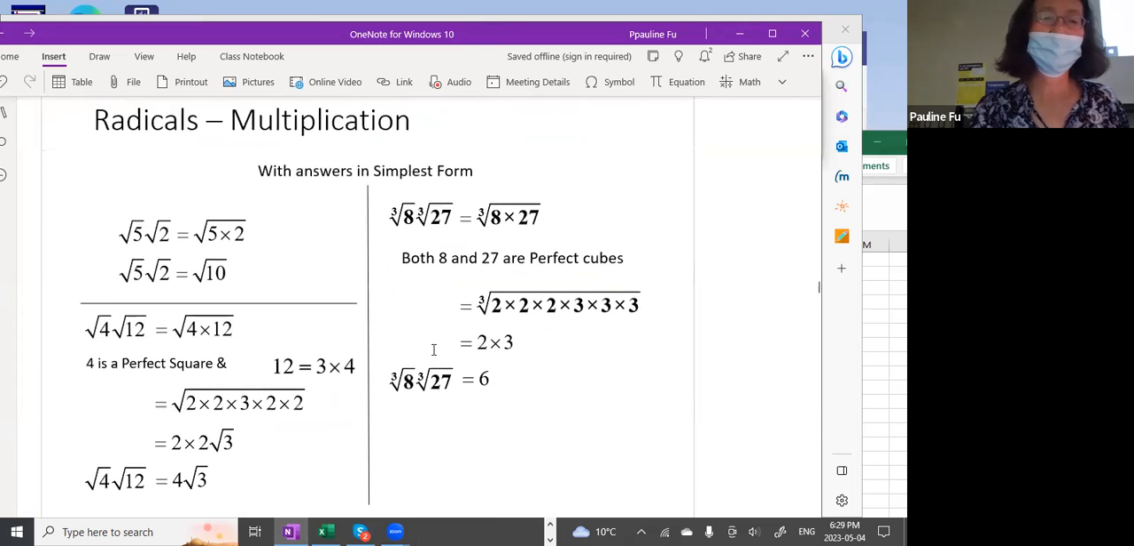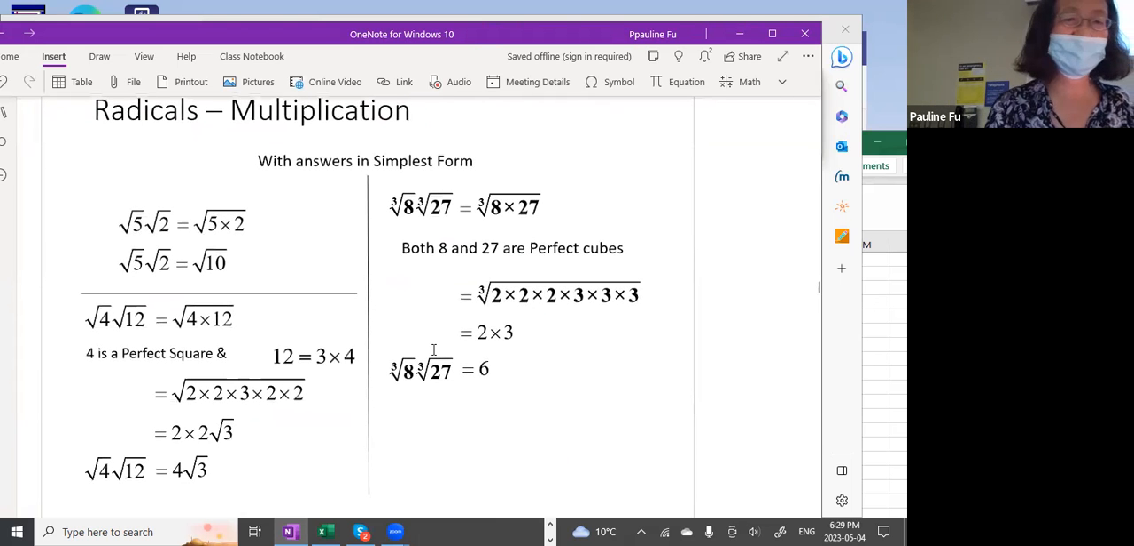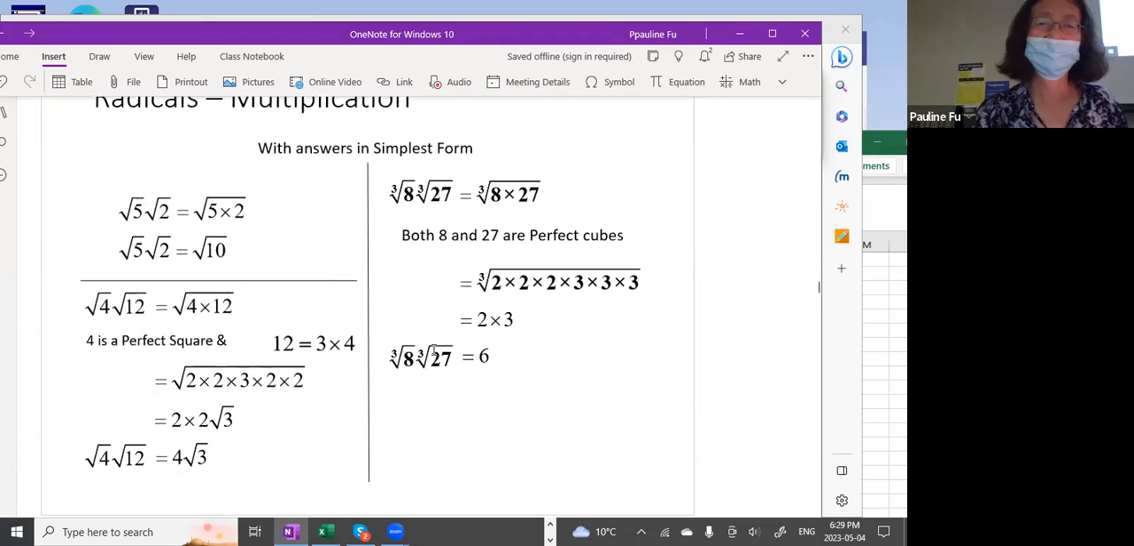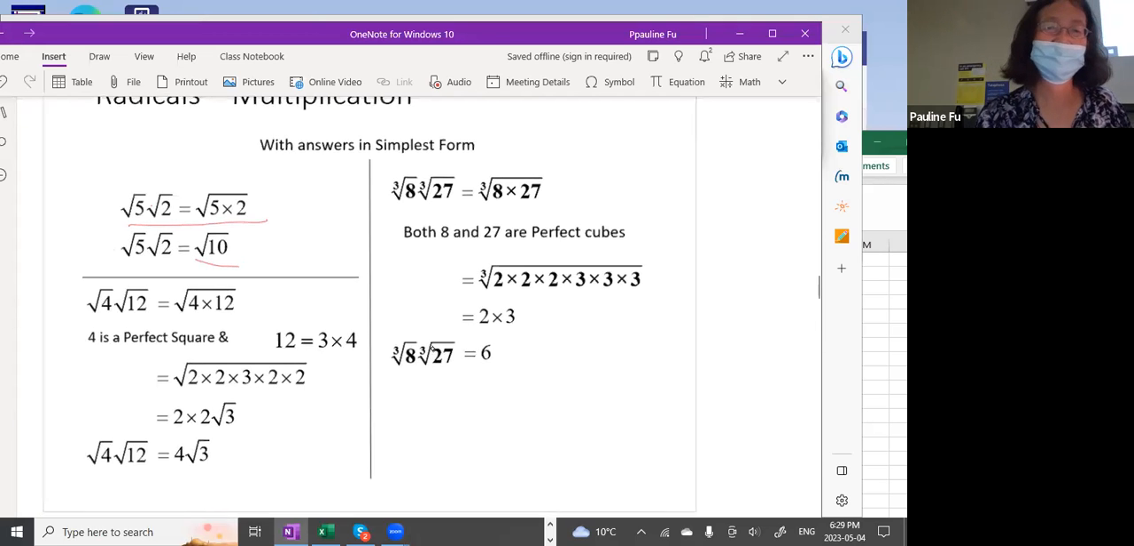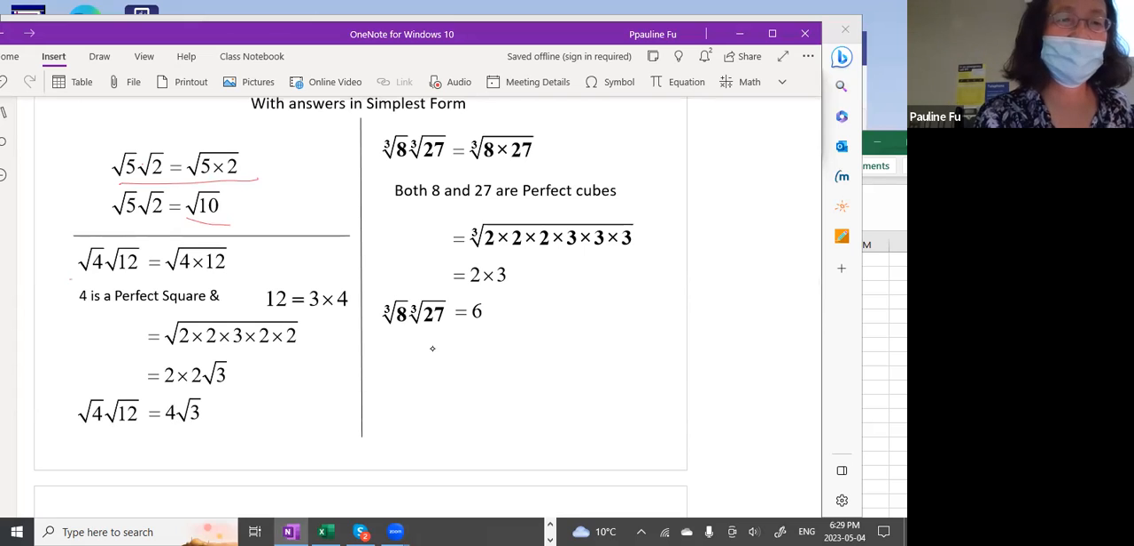Radicals. How do we do multiplication for radicals? So square root of 5 times square root of 2 is just square root of 5 times 2, and equal to square root of 10. You directly multiply. And then square root of 2 times square root of 12 equal to square root of 4 times 12.